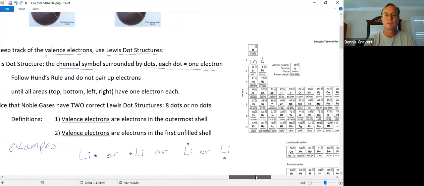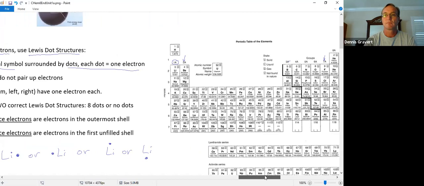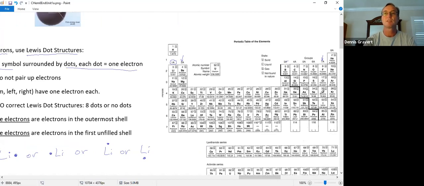Let's go way over here. We said, well, let's choose one of the halogens. Keep picking on them. I like the halides. Let's do bromine. Bromine, its chemical symbol is Br, and it's in column 7. So there's 7 dots around bromine.